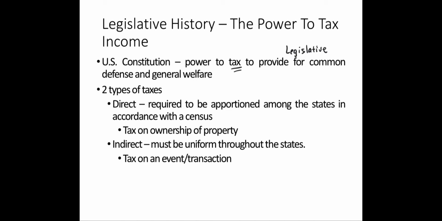Now, within the Constitution, there's two types of taxes broken out. And this isn't specifically stated, but you get the idea from what's being said. There's two types. There's a direct tax and there's an indirect tax. A direct tax is required to be apportioned among the states in accordance with a census. Now, this can be a tax on ownership of property as an example. Okay, throughout the states, you've got various pieces of property and whatnot.